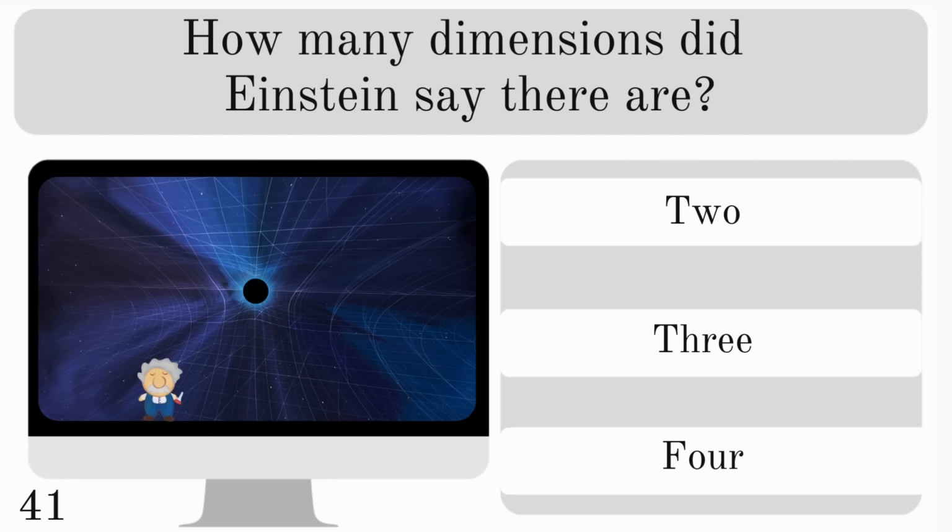How many dimensions did Einstein say there are? 2, 3 or 4? And do you know what they are? The correct answer is 4.